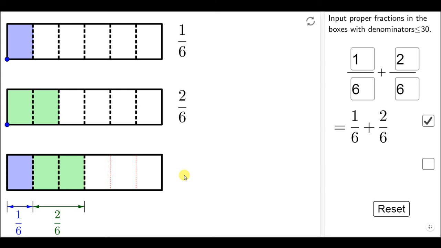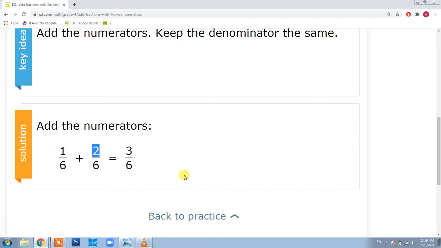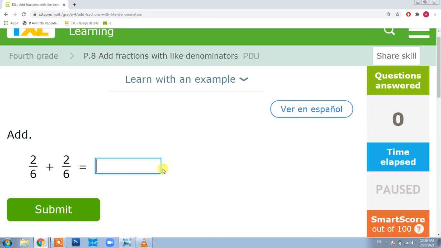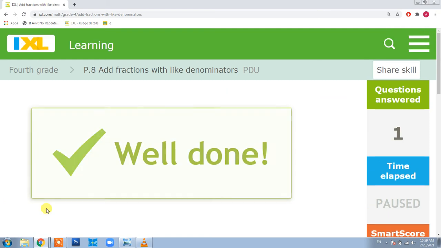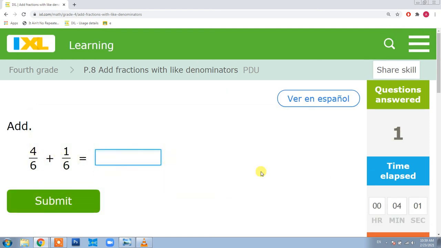Now let's come back to practice. Great. So now it is a piece of cake for you. 2/6 plus 2/6. You will only add the numerators. 2 plus 2 equals 4, and you will just keep the denominator 6. You don't add the denominators. Great. You can still answer this. 4 plus 1 equals 5, and denominators will be the same, 6.